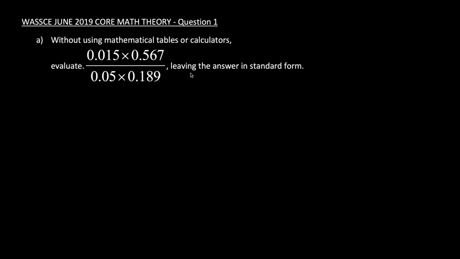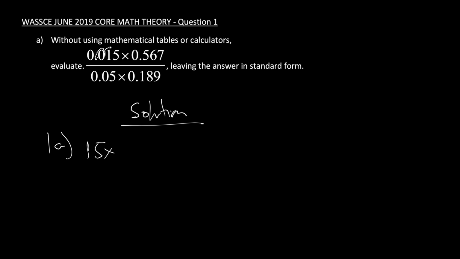What we are being asked to do is to evaluate this, leaving the answer in standard form. That means you are getting rid of the decimal point. So let's begin with our solution. We can rewrite this as 15 times. Now we are writing this in standard form, which means you move the decimal point.